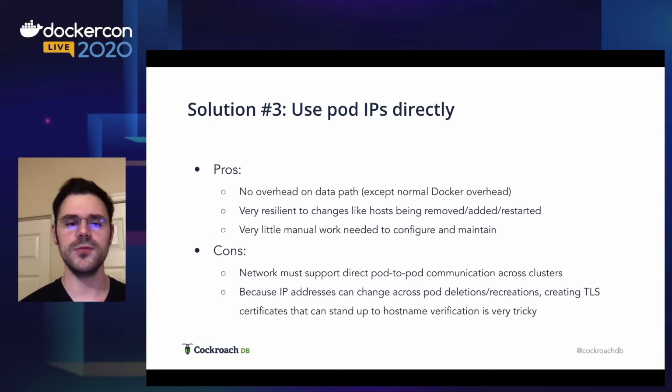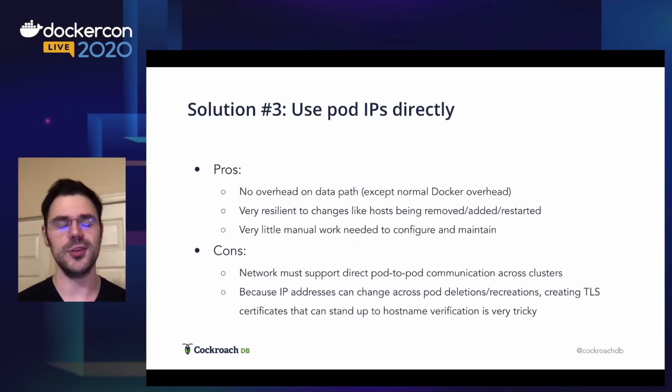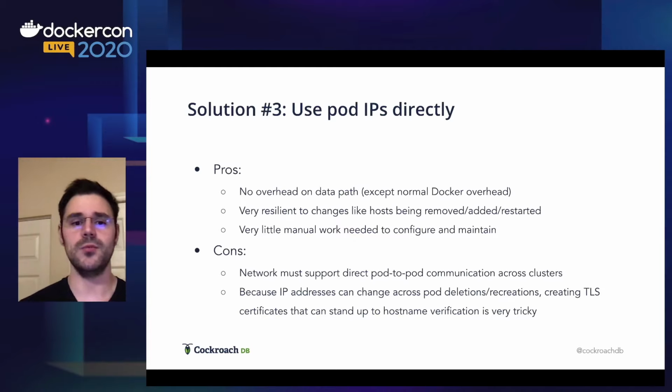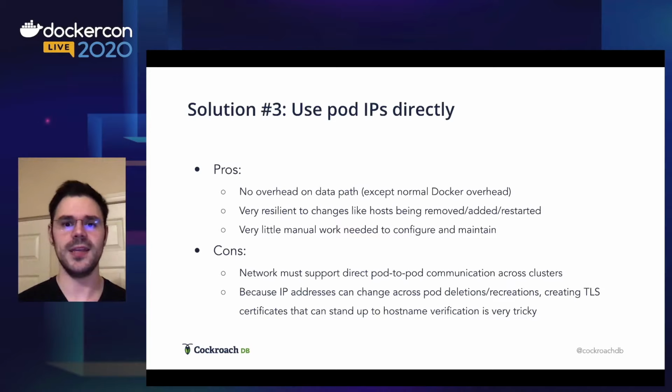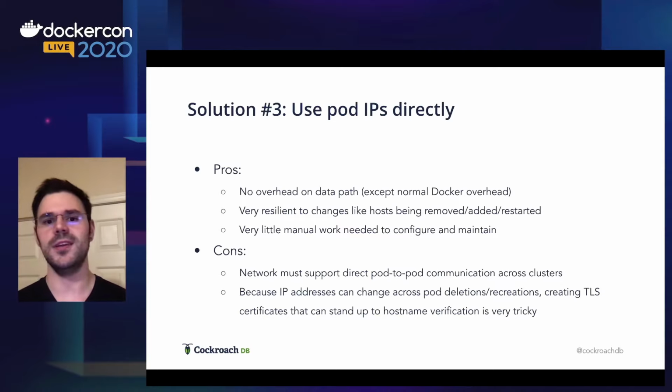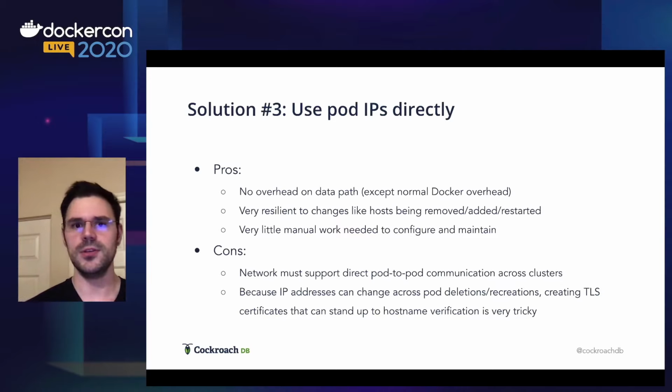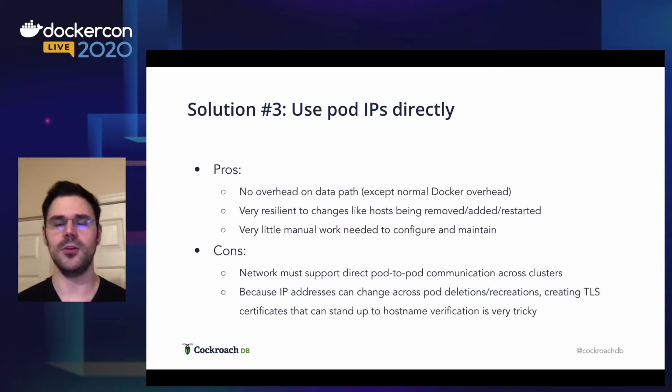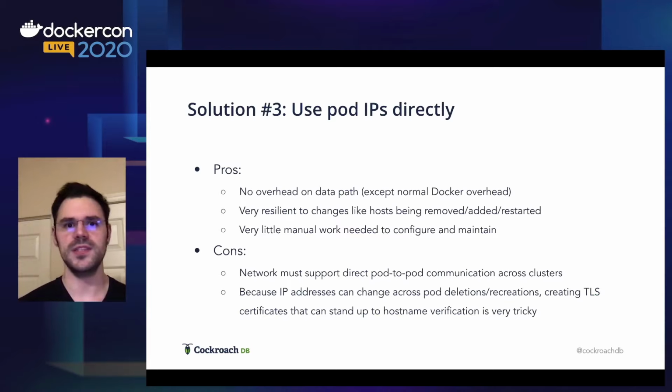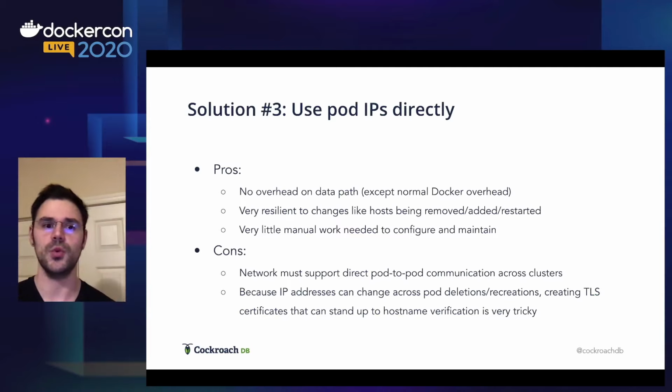So on the pros side, we have very little overhead on the data path. It's just the normal Docker overhead, and we're pretty resilient to having hosts added and removed, as we have the ability to keep track of our individual nodes externally of the IP addresses assigned to them. And all in all, the configuration work here is not too bad. All we need to do is create these services and specify them in our join flag.